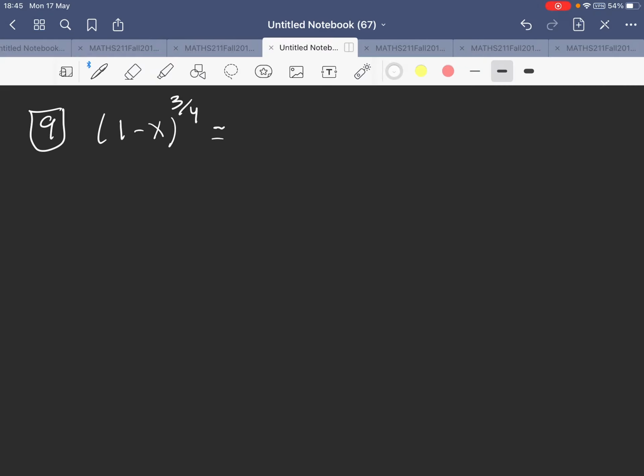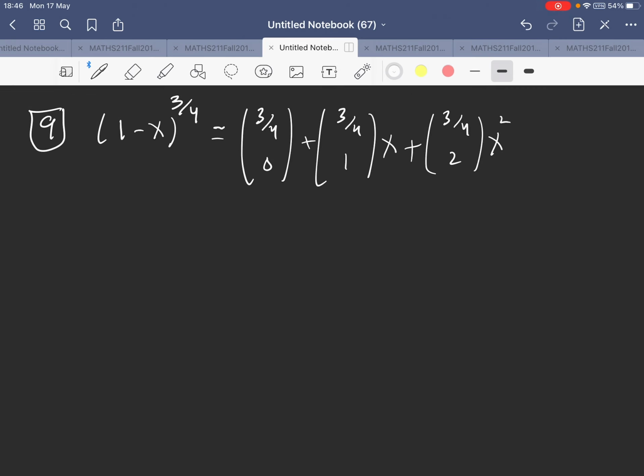This is just 3 over 4, 0, plus 3 over 4, 1x, plus 3 over 4, 2x squared. Usually we do 4 or 5 terms. That's enough for us. Now the first one is 1. The second one, if we calculate it, this is a 3 over 4x. This one, if we calculate it, it's a 3 over 4 with negative 1 over 4.